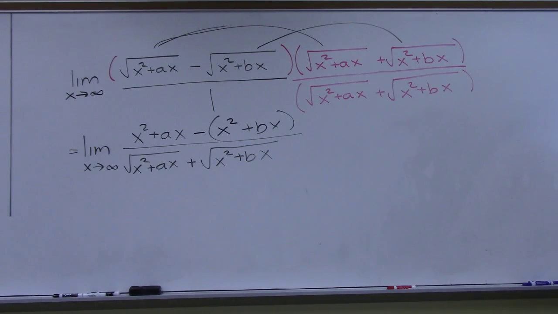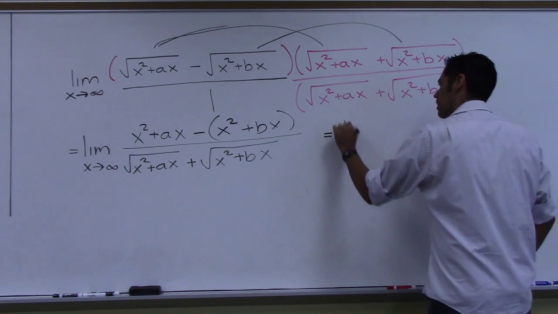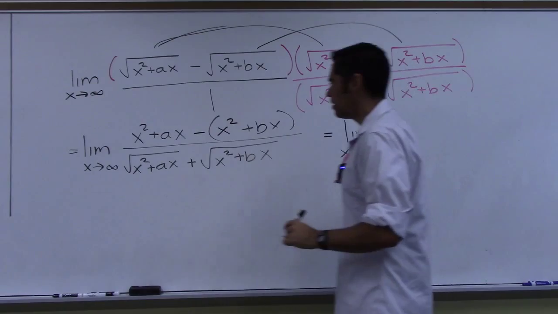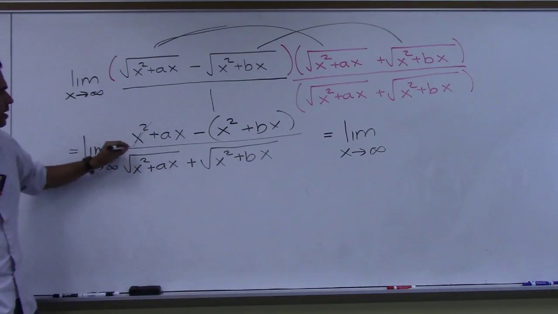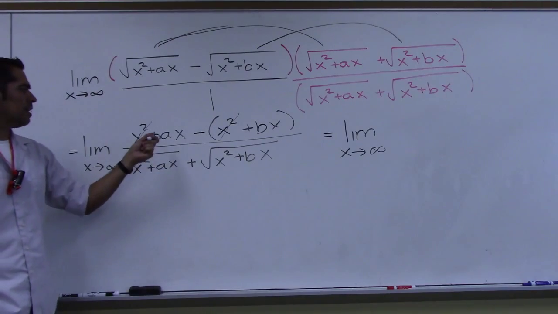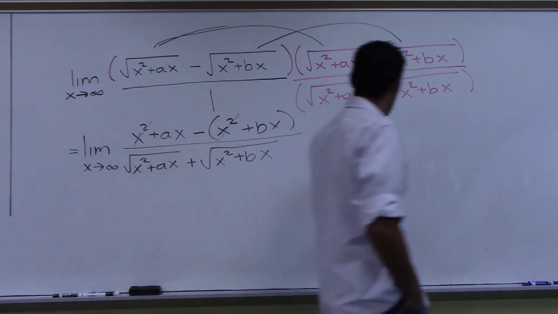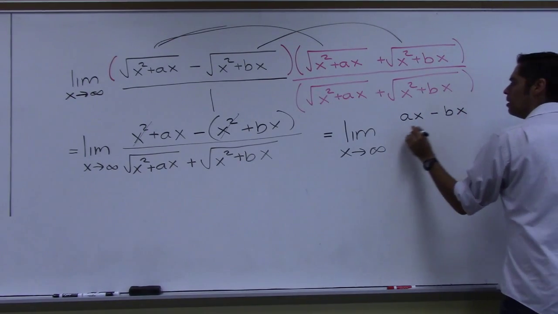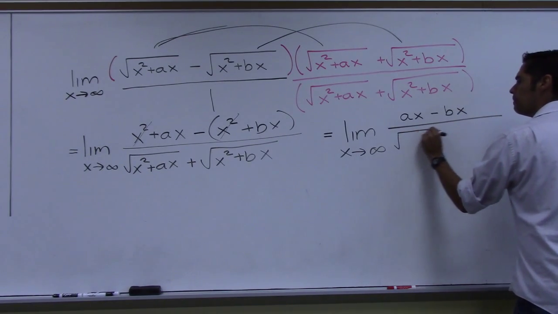That doesn't look very nice. Okay. Equals limit x goes to infinity. So upstairs here, what goes away? X squareds are going to cancel, and you'll be left with ax minus bx over, down here, the conjugate.